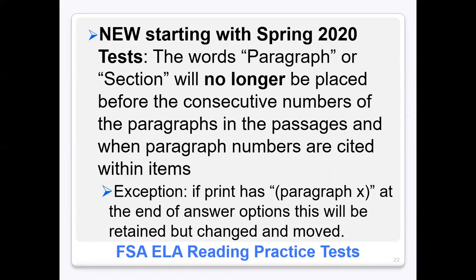Another part of this is we're making the Braille match the print as much as possible.